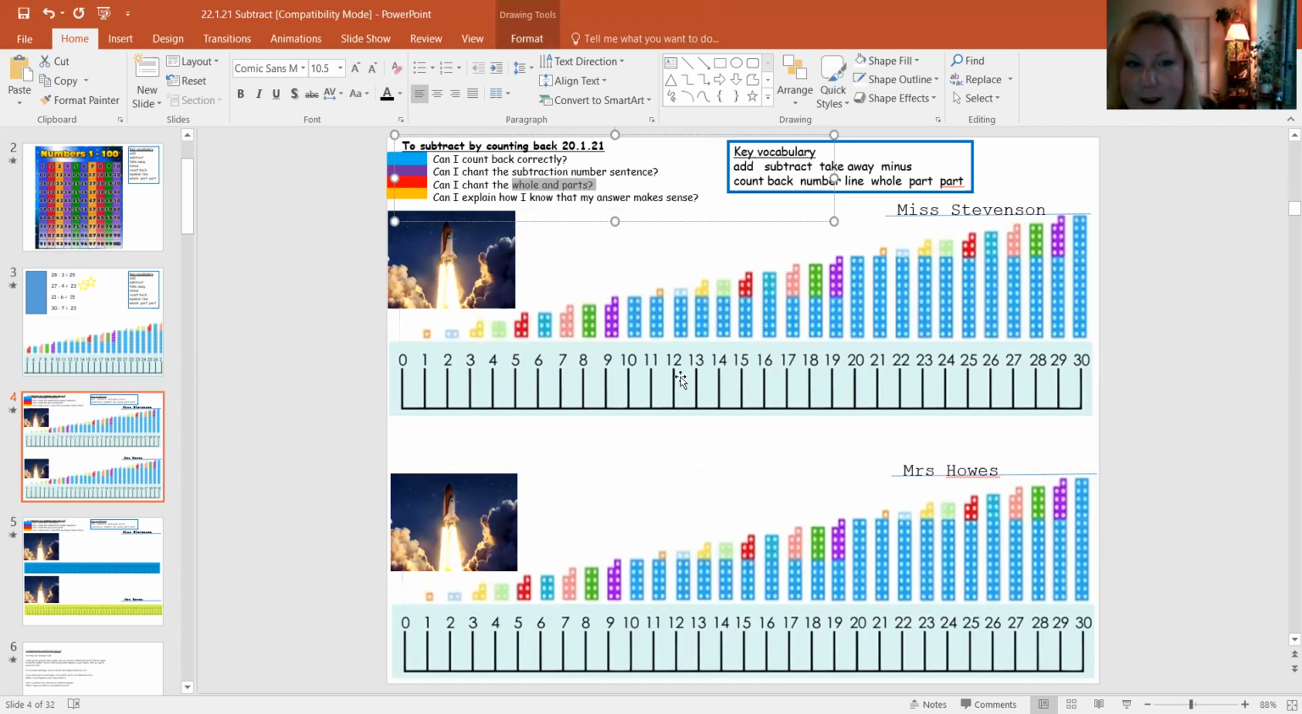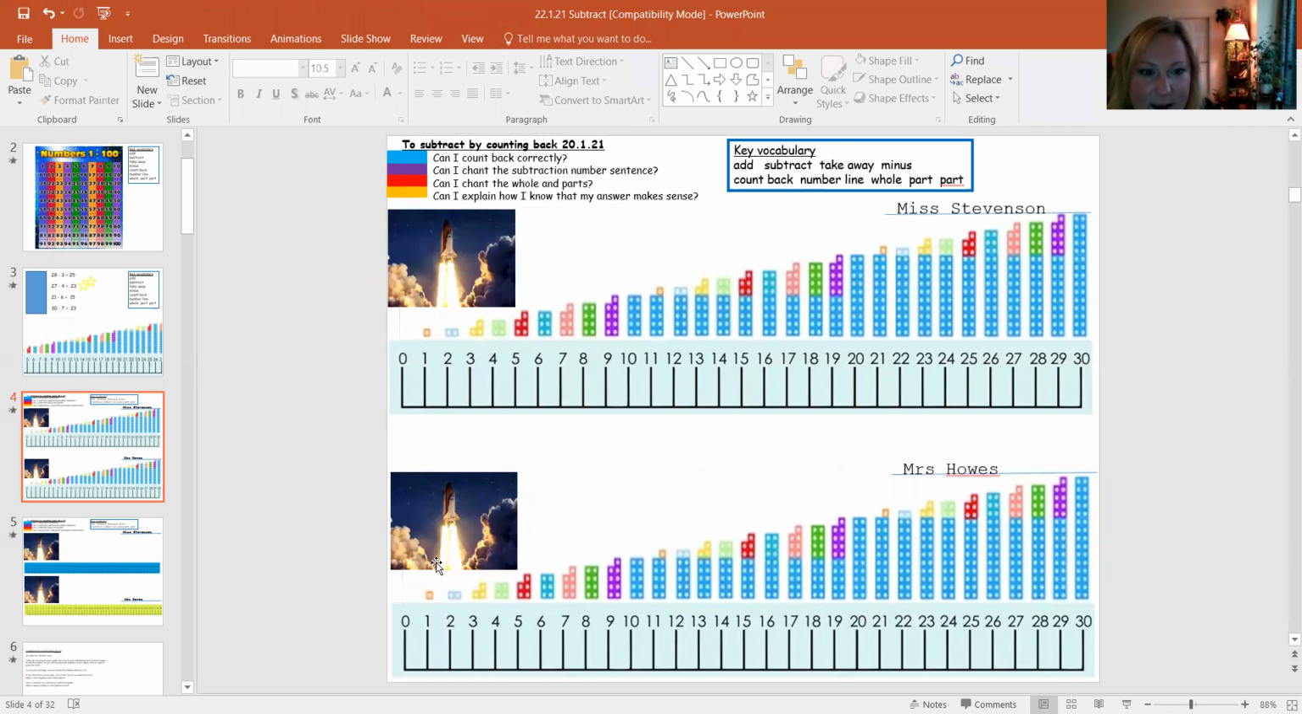Right, let's play the game. We've got 2 rockets here and 2 number lines. The aim of the game is to get to 0 first. And if you get to 0 first, you get to blast off first.